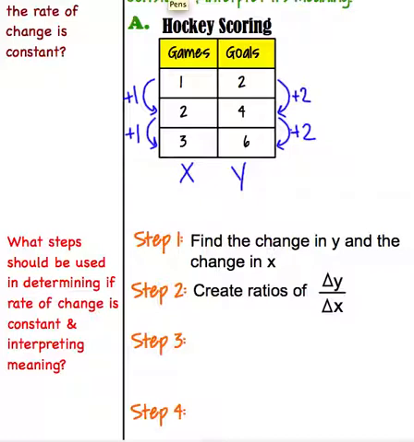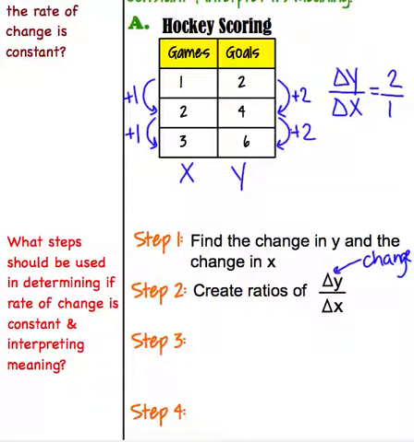And so then our second step is going to be to take those changes and create a ratio. This delta here, which is the Greek letter for D, actually means change. So we're talking here about the change in y over the change in x. Well, in our case here, our change in y is equal to 2, and our change in x is 1.